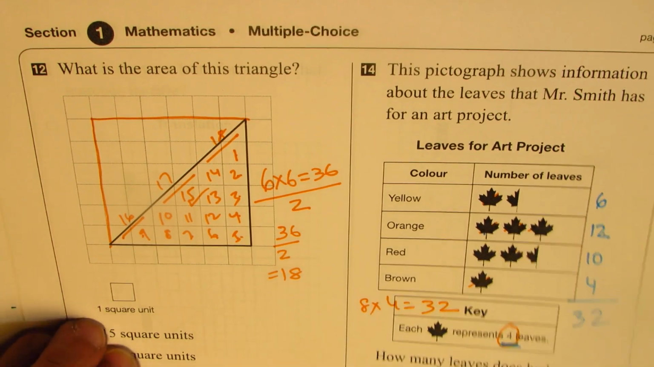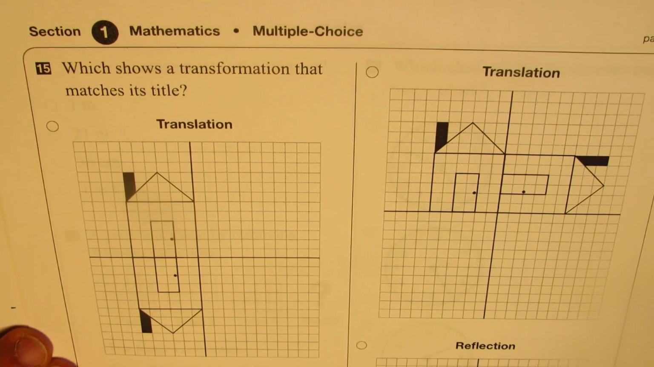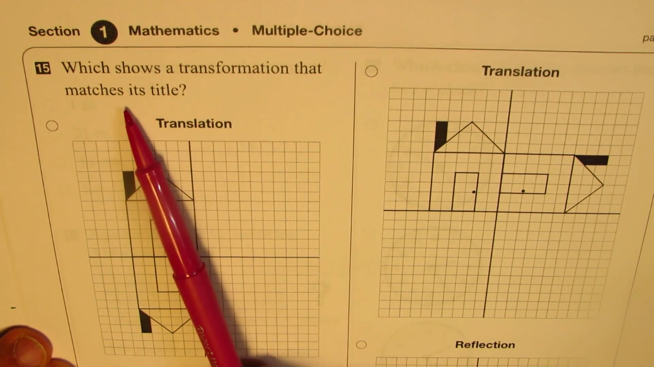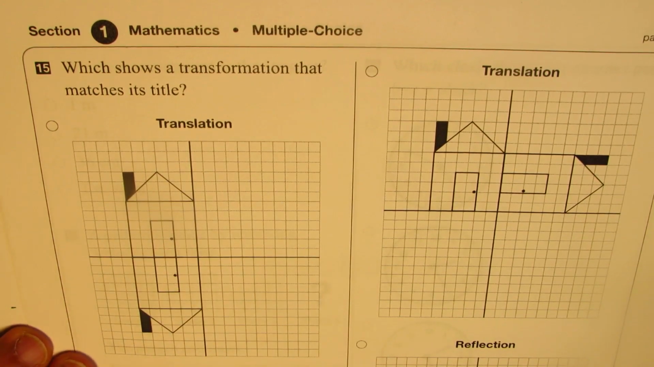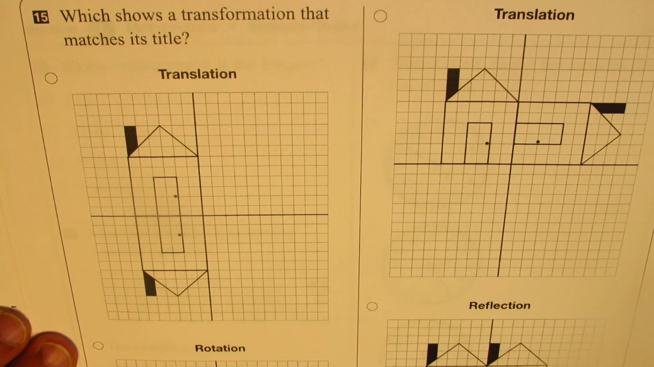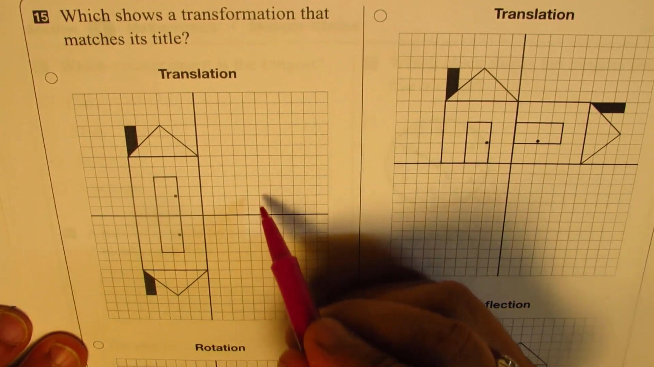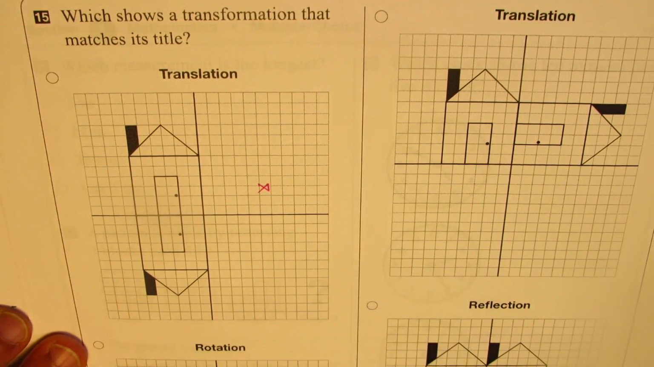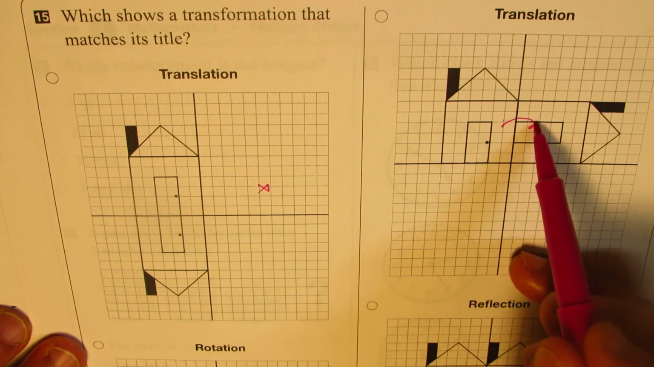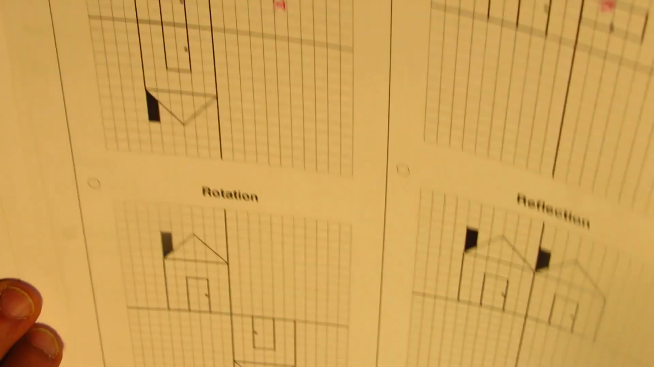Okay, we are almost at the end now. Question number 15, which shows a transformation that matches its title. So let's look into these translations. First one, translation. So when you translate, this is on the other side. So that is not correct, since this is on the other side. Now this is also a translation. Well, this is not a translation. It's kind of a rotation. So that is not correct either.